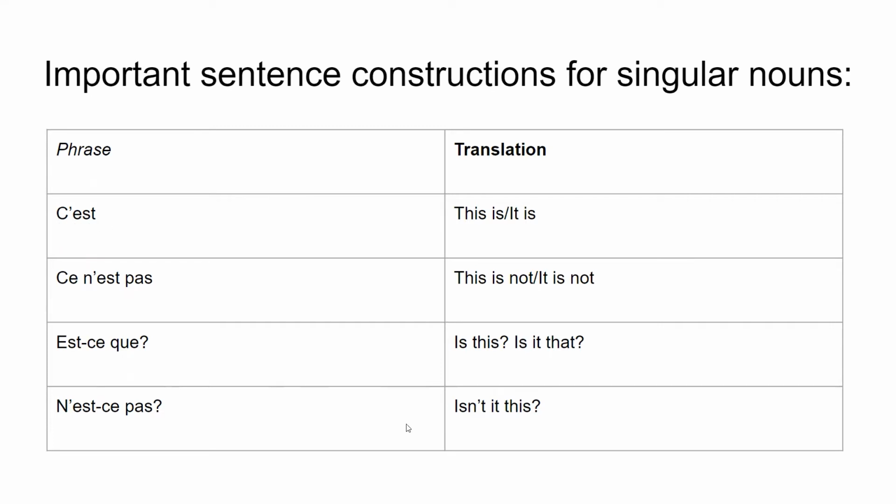Let's go over these pronunciations once more. C'est means this is or it is. Ça n'est pas means this is not or it is not. Est-ce que means is this or is it that. N'est-ce pas means isn't it this. C'est, ça n'est pas, est-ce que, and n'est-ce pas are basic sentence constructions for singular nouns in French.